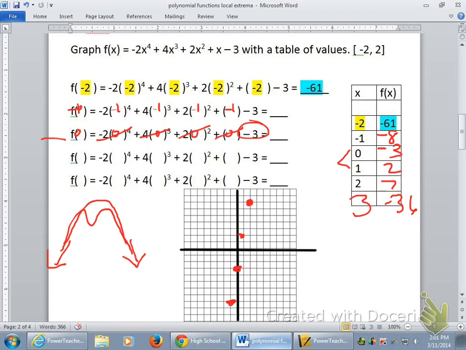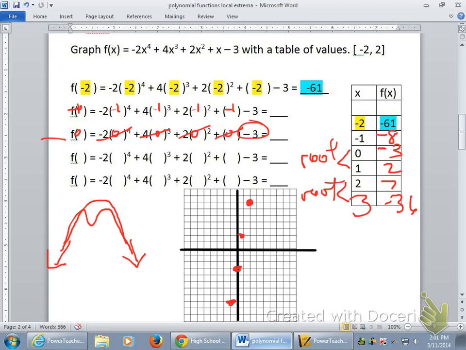A root, a solution, an x-intercept. Remember all those words are the same? So I have a root somewhere in between there. I don't know what exactly, but I know it's somewhere between there. Is there another root somewhere hidden? Between 2 and 3, there's another root, isn't there?